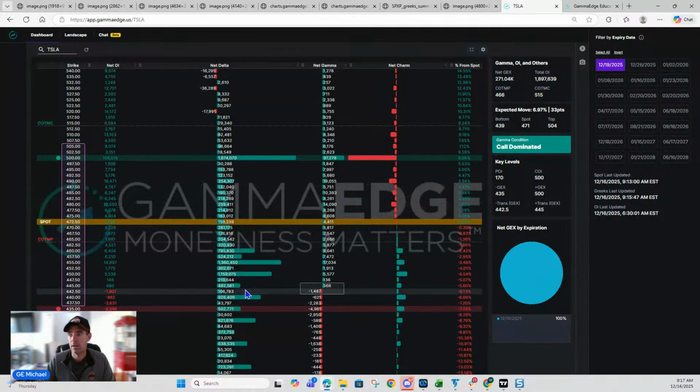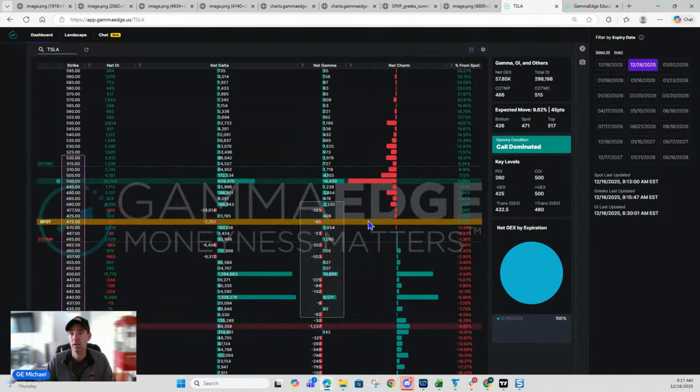Supportive all the way down. Transition looks good. NGEX 435, PGEX 500. Structure still looks good. Transition widens a little bit into the end of the month, but still supportive. 500 looks like the target for Tesla. So really not seeing anything there.